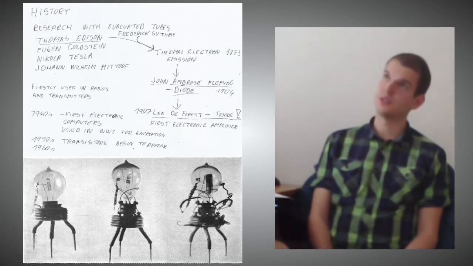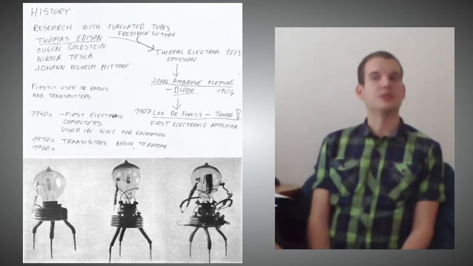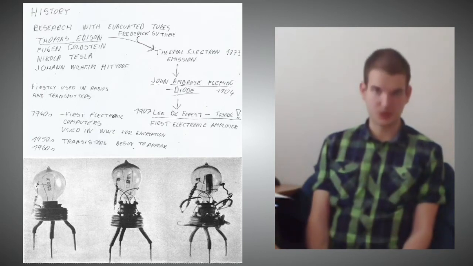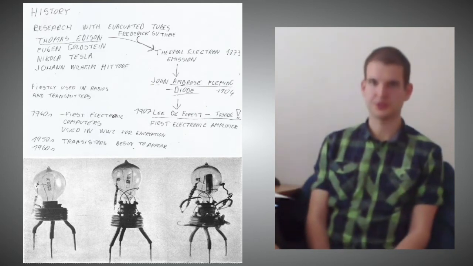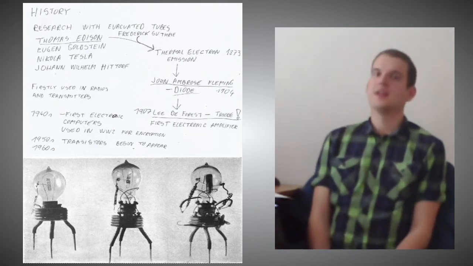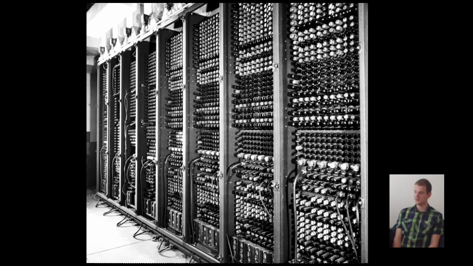This was the first electronic amplifier, and it was a really important invention for the world, and it meant that the radio receivers could spread all over the world. In 1940s, the first electronic computers with vacuum tubes were used, for example in World War II for encryption, but they were huge and non-durable and they consumed lots of power, but they fulfilled their purpose.